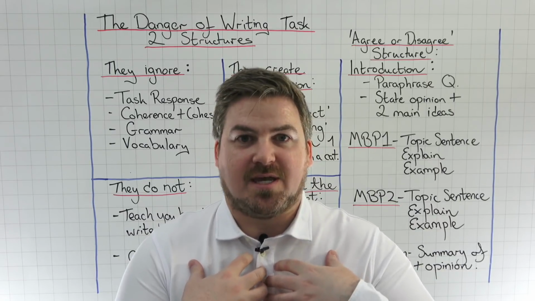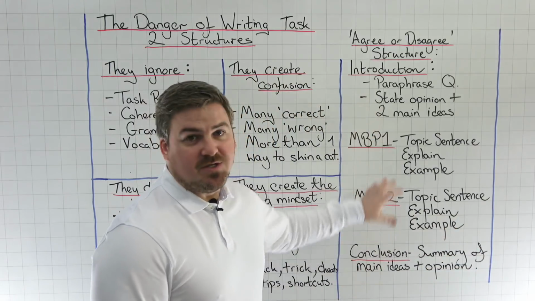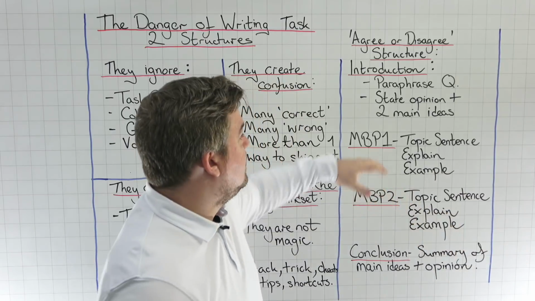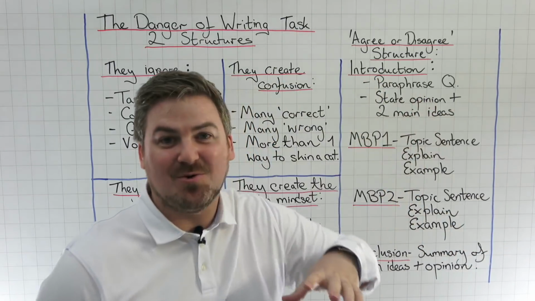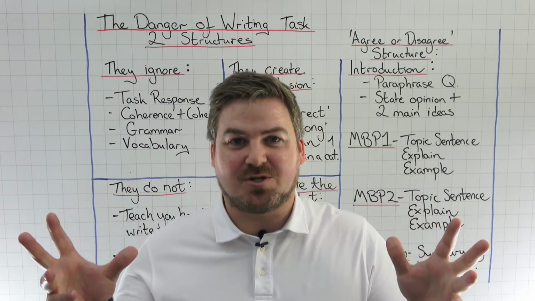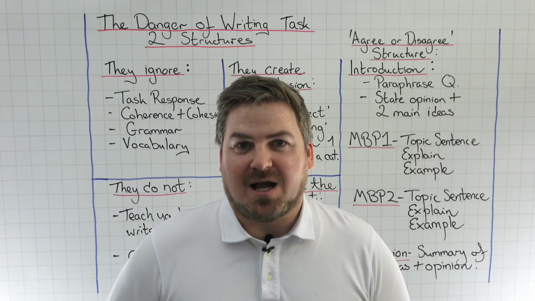I could go into the test and use 3 different structures to answer this question and get a band 9. I could also use 3 different structures and get a much lower score. The key is that there's no such thing as a band 9 structure. There's no such thing as a structure that's going to guarantee you a high score.